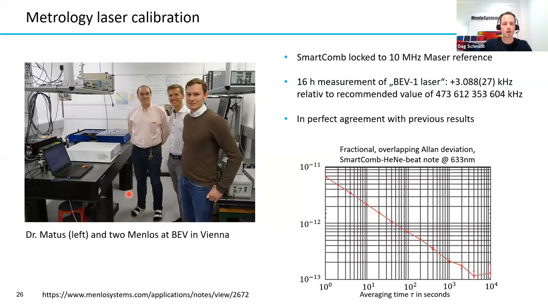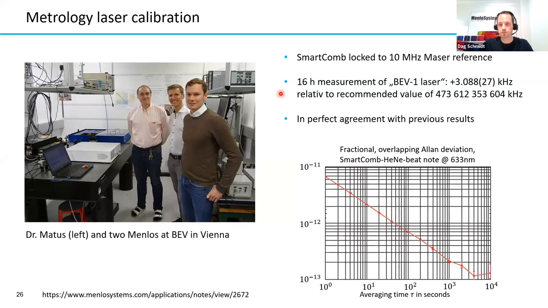The SmartComb was locked to a 10 megahertz MASER reference. So the institute in Vienna offered the 10 megahertz MASER reference. And a MASER is really the gold standard of RF references. So there's nothing better to lock onto if you use radio frequency references. And then they did a 16 hour measurement of the BEV1 laser.